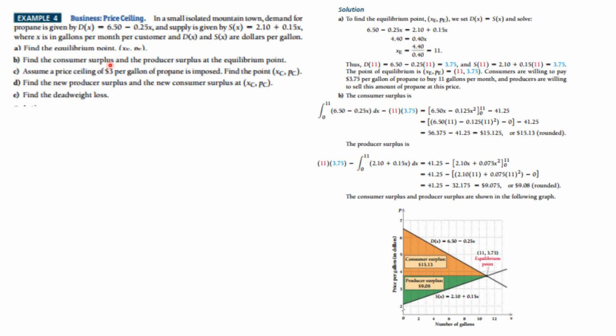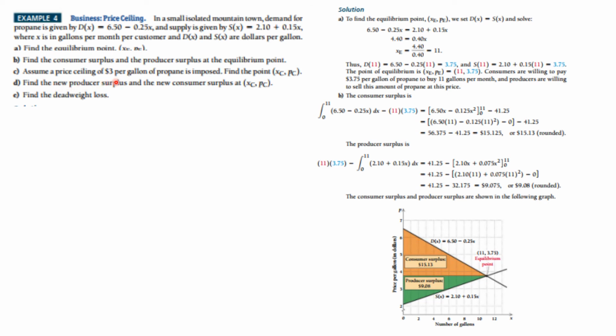Now it says find the consumer surplus and the producer surplus at that equilibrium point. Well, this is just what we studied before. So the consumer surplus is going to be the integral from 0 to 11 of the demand function minus the area of the rectangle, and we do the calculation, and you should verify that you can do these calculations, but we're going to get $15.13 if we round the answer off. The producer surplus is going to be the rectangle minus the integral, and this is the supply function. There's the area of the rectangle minus this, and we calculate that, and we get that this is $9.06 rounded. And so we see this picture.